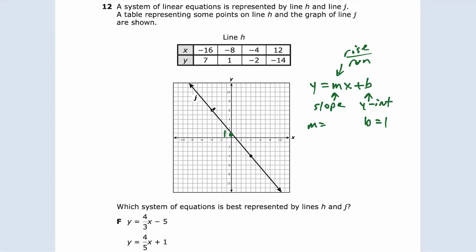To get from, let's say, this point to this point, I'm going to go down 1, 2, 3, 4, 5. So I'm going down 5, and I'm going over 1, 2, 3, 4. Okay, so that would be my rise over run. And if I want to check this, I go down 1, 2, 3, 4, 5, and over 1, 2, 3, 4, and that brings me to the next point. So now just write the equation. We have negative 5/4 x, and then we tack on our plus 1 for our y-intercept.